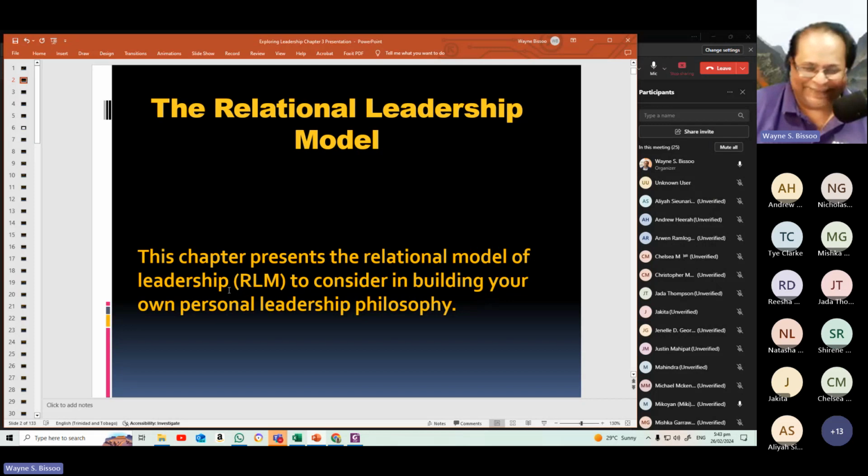Coming along here, what I was saying was last week we spent a long time going through the emergence and the evolution of leadership theories from the 1900s coming forward. That's what we spent our time with last week. This week we're going to look specifically at the relational leadership model. And as it says here, it's an option for you to look at this model in informing your own personal leadership philosophies.